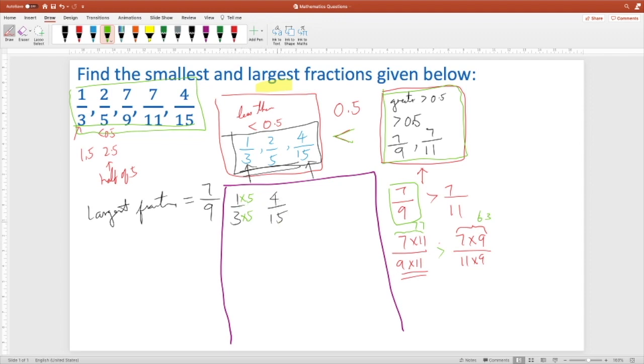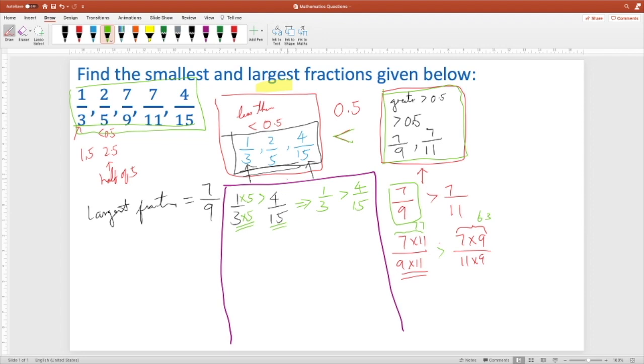1/3 or 4 over 15? 1/3. Why? Because 5 times 1 equals 5, and that's 1 more than 4. Okay, because now we have the same common denominator. Yes. So 5 is greater than 4. So we know that now 1/3 is greater than 4 over 15.